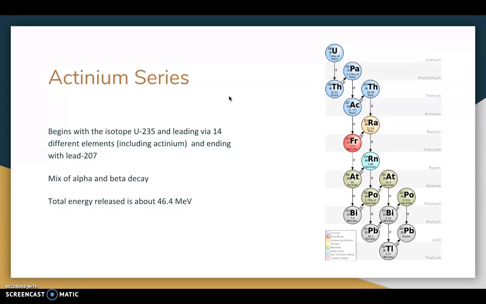And now we've got the actinium series, which begins with the isotope uranium-235 and leads through 14 different elements, including actinium, and ends with lead-207. It is also a mix of alpha and beta decay, and the total energy released is about 46.4 mega electron volts, which is actually not a lot.